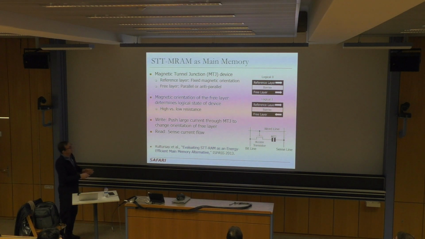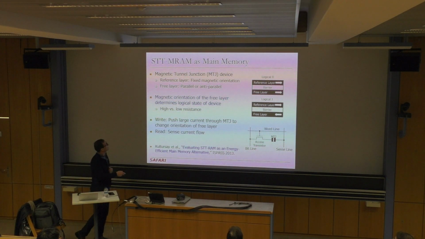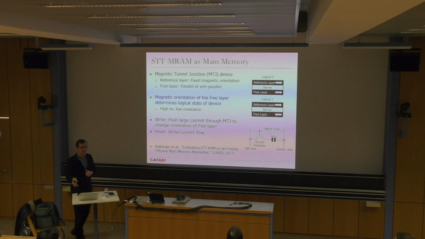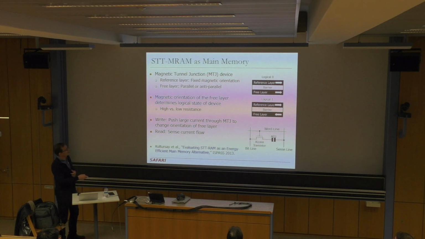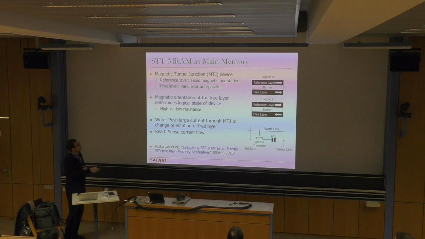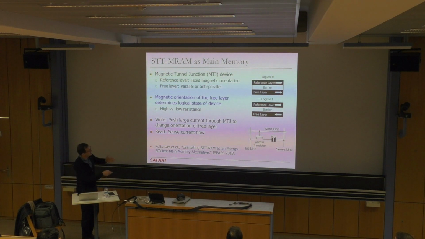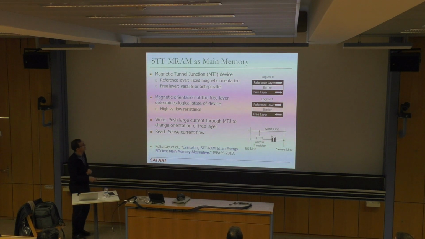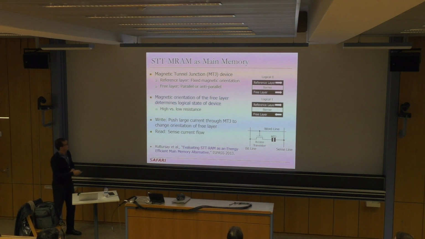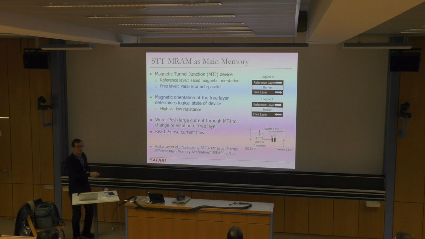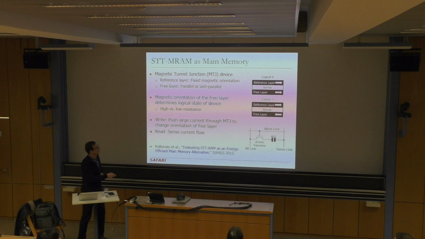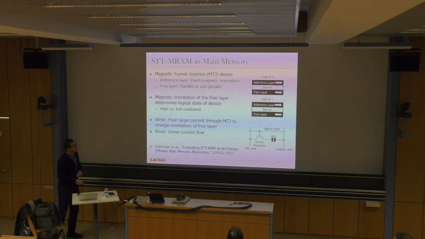You basically have two magnets. You have a free layer and a reference layer, and there's a barrier between them. The reference layer has some fixed magnetic orientation, and the free layer can be modified, changed in terms of its magnetic orientation. And the magnetic orientation of this free layer with respect to the reference layer determines the logical state of the device. You can have high resistance versus low resistance if you're parallel versus anti-parallel to the reference layer. And there are many different implementations of it that we're not going to go into.